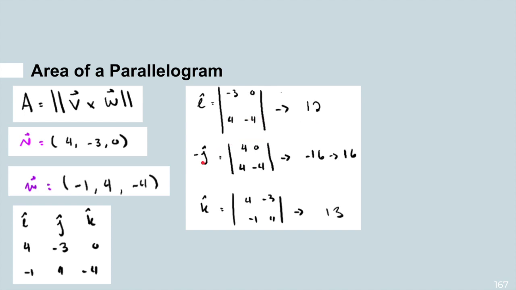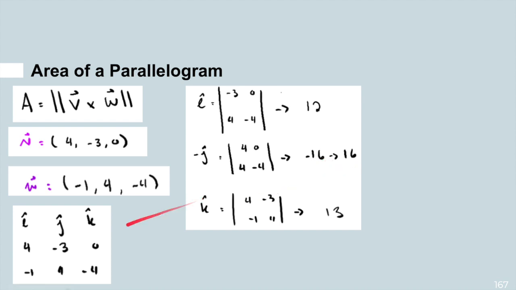Now for j hat, I'm going to cross out this column and this row, and I'm left with 4, 0, 4, minus 4. I do 4 times negative 4, which is negative 16, minus 0. But remember, when we are finding the cross product, our j that we find is negative j hat. So we're going to have to multiply our answer by negative 1, and we get 16.